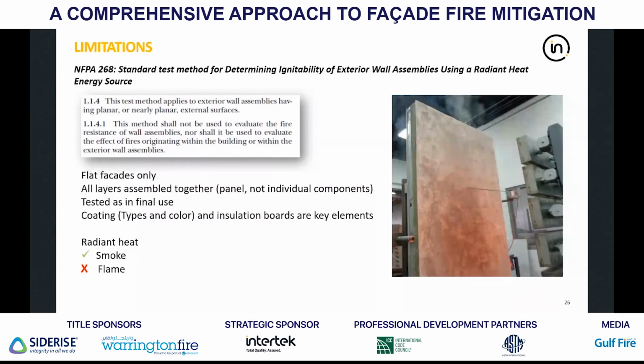It needs to be tested as in final use, okay? And that is important. Make sure that the thicknesses, as we mentioned, the coatings, the types and colors of render system, they are as tested because they can affect the results. We're going to be talking about radiant heat. This is a test for radiant heat. This is a radiant panel. So smoke is okay, but no flame can appear.